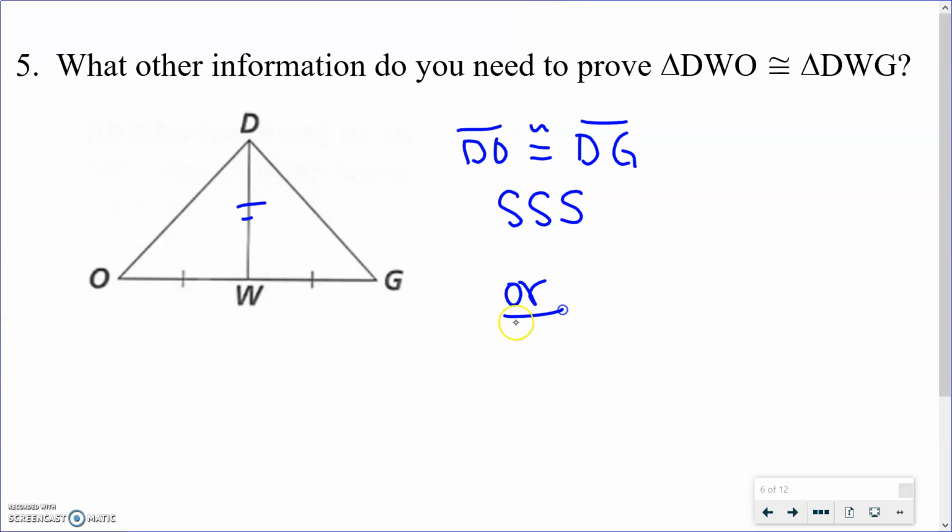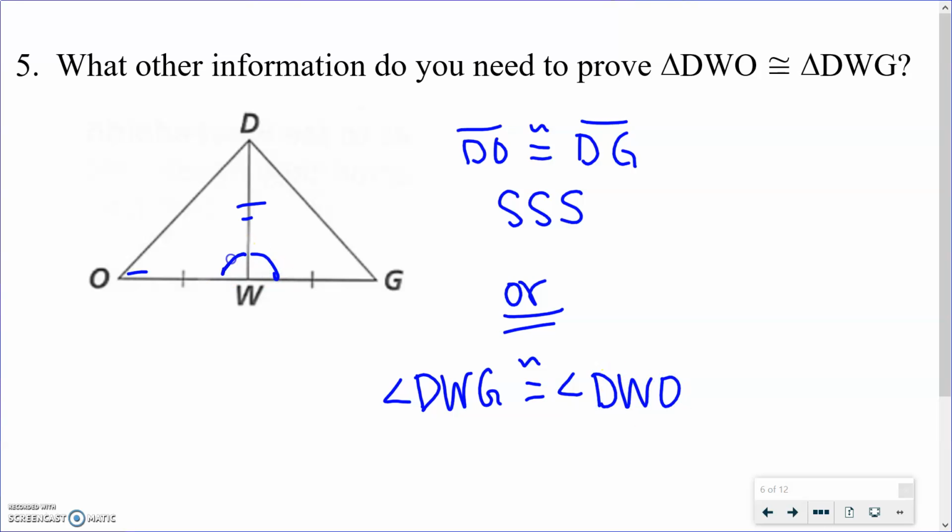Or, again, there's another way. We could ask for angle DWG to be congruent to angle DWO. And that then would make those side angle side and side angle side. So that would be side angle side congruence. So again, there's two different things we could ask for, which would let us prove congruence of those two triangles.